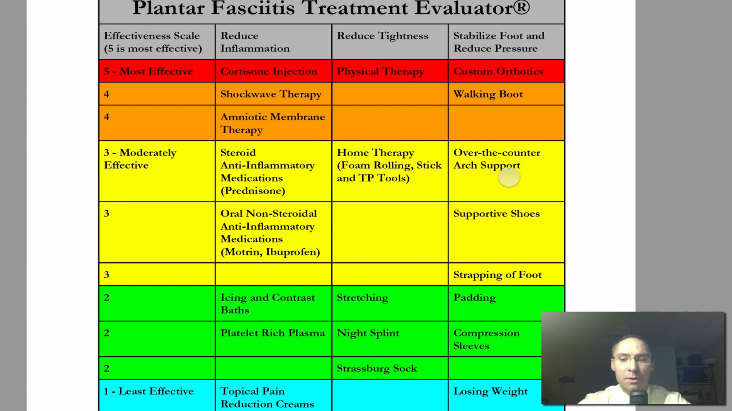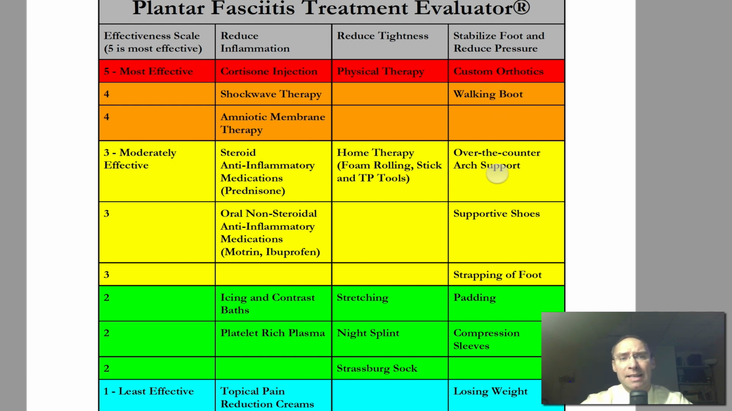stabilizing the foot and reducing pressure. People try a lot of things like compression sleeves, padding, strapping, supportive shoes. All these are important, but I find that custom orthotics work the best to reduce the inflammation and stabilize your foot. But if you're in a lot of pain, even better than an orthotic is a walking boot to really rest the area.